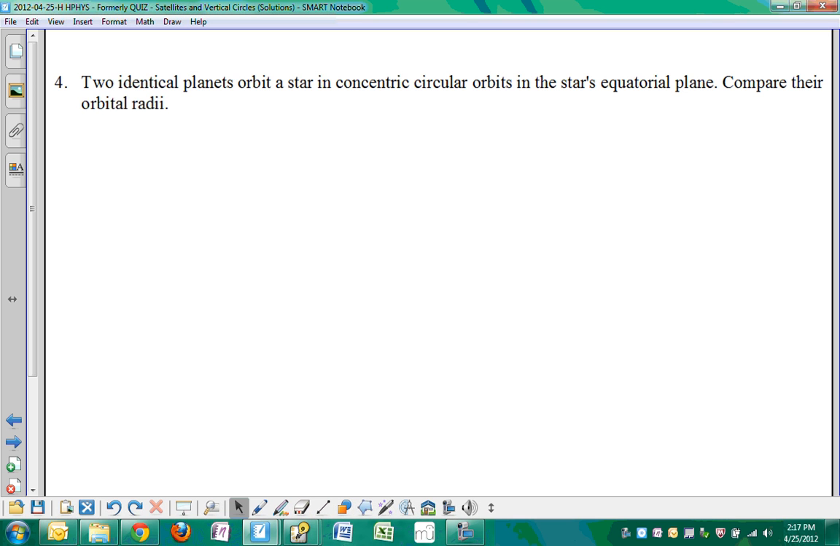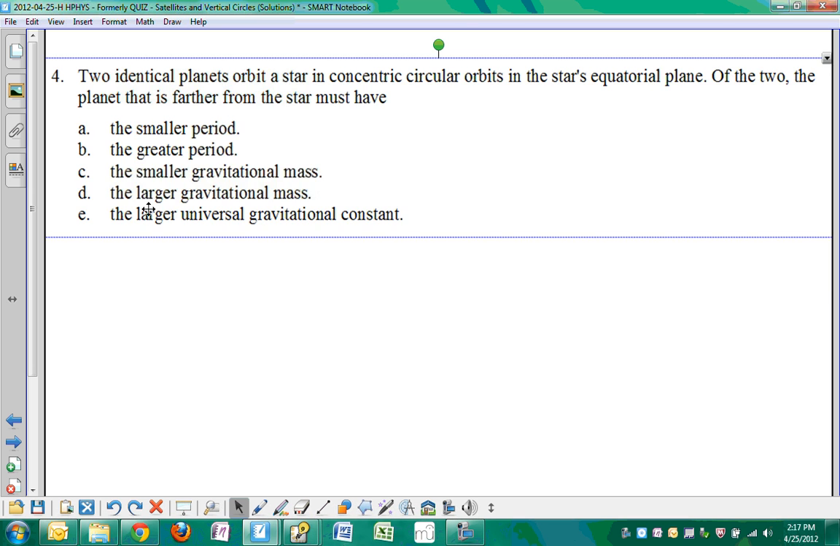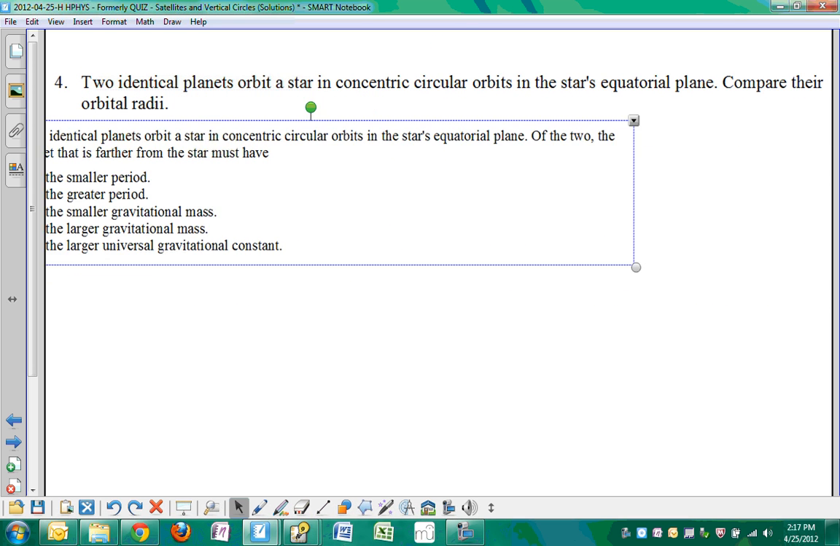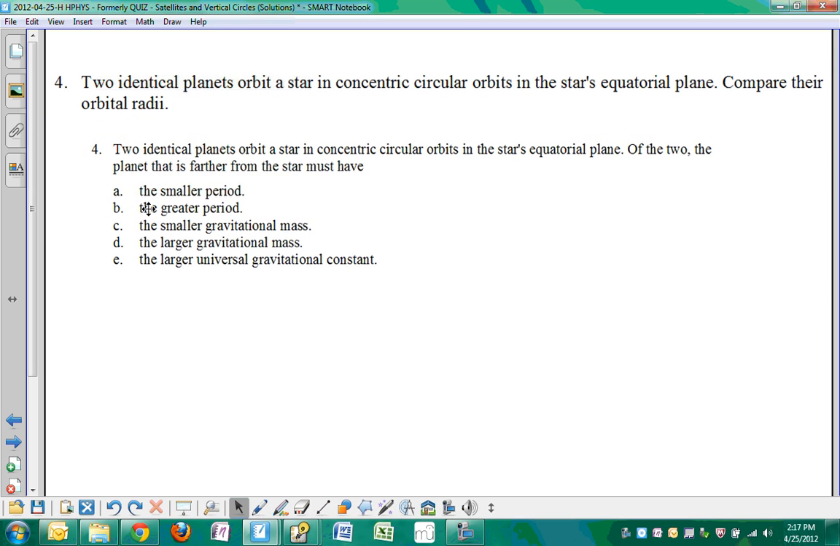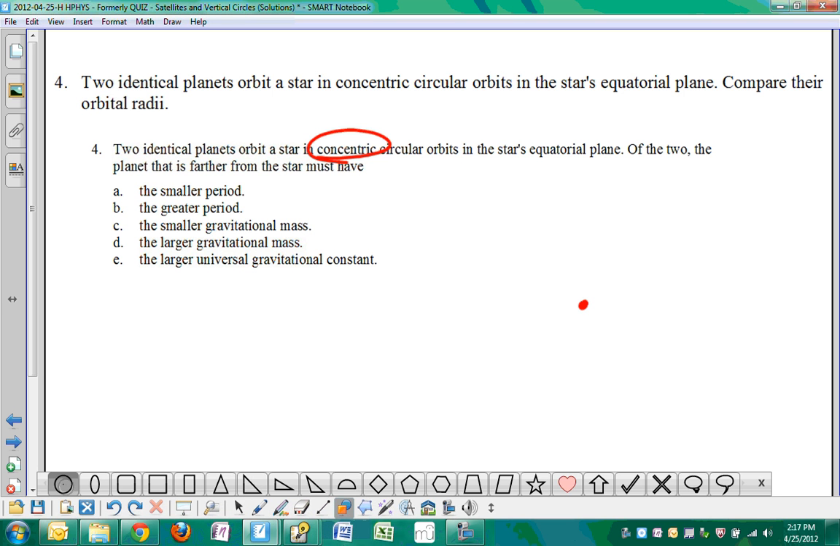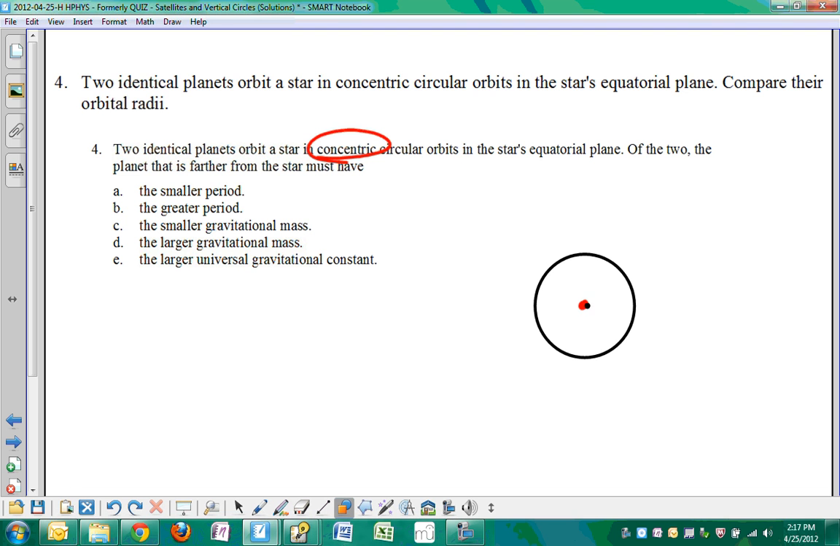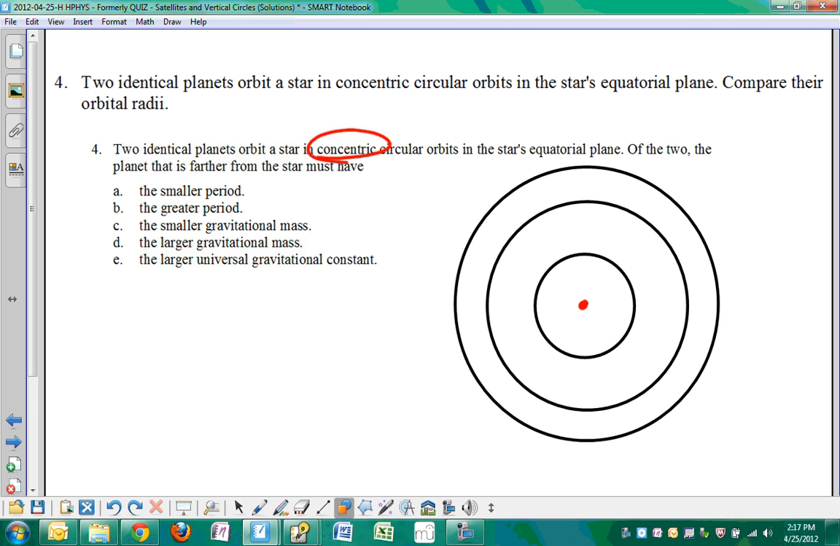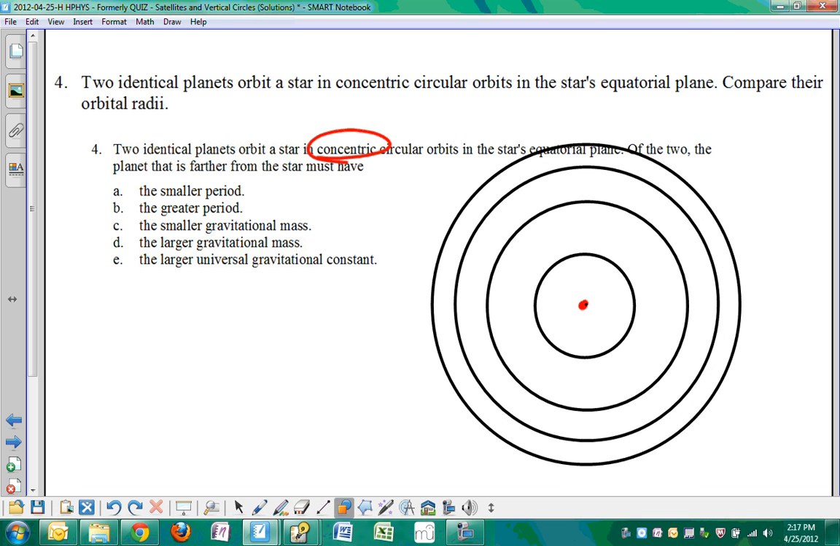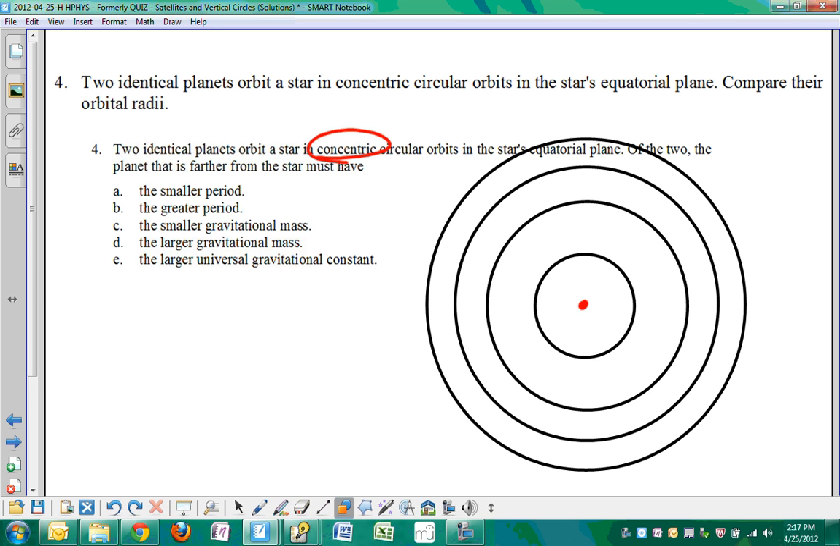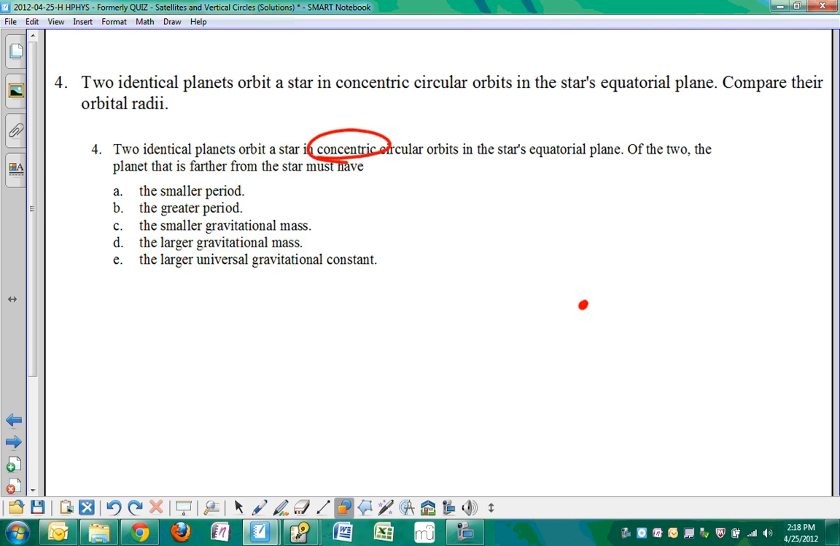So what I did was I cut and pasted, or I grabbed, what actually was on the quiz right here. Two identical planets orbit a star, concentric. Concentric means having the same center. If I have a center right here, and then I put a couple of circles, starting at the same point, these are concentric, meaning they have the same center. So if two planets are in concentric orbits, it just means they're orbiting a central gravitational mass the same way we've been talking about, in a way that's consistent with what we would expect. Okay, so that's what concentric means.